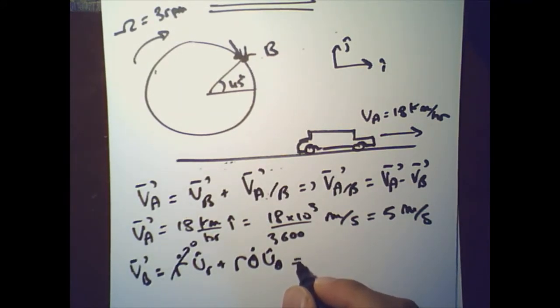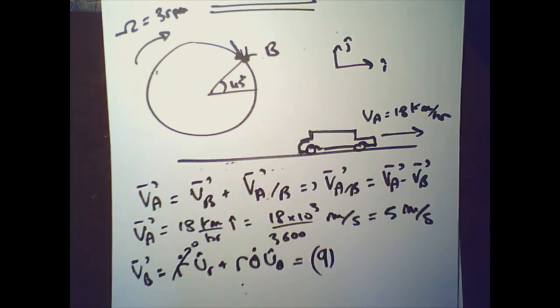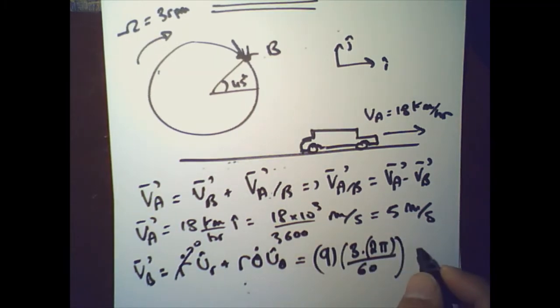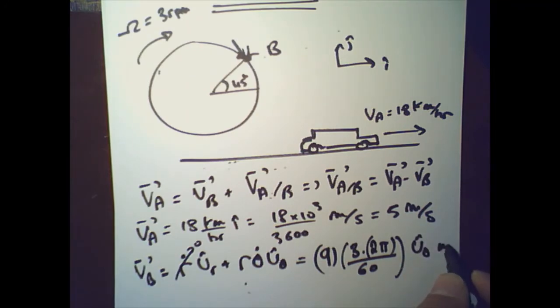What is r? R is equal to how much? 9 meters. So 9 times theta prime, but theta prime has to be in radians per second. So 3 revolutions per minute is equal to how many radians per second? So how many radians are 3 revolutions? So 3 times 2 pi, right? So every revolution is 2 pi divided by a minute, which is 60. So this is going to be along U theta, and then that velocity is in meters per second.